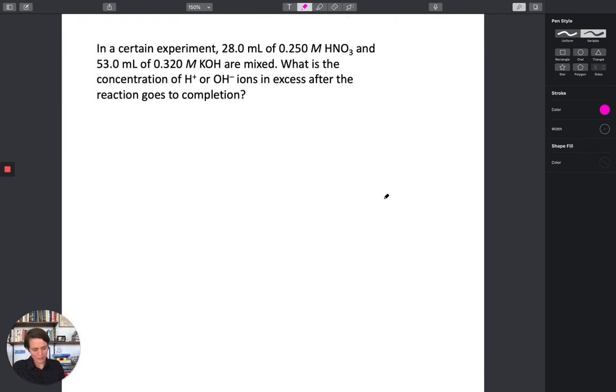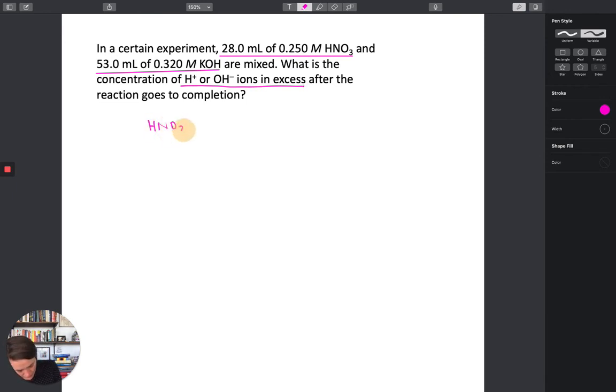Okay, so now we have one last reaction to analyze, and that is a mixture of nitric acid and potassium hydroxide. All right, so these two things are mixed, and the question is, what ion is in excess after the reaction goes to completion? So you have a little bit more complicated of a problem here.